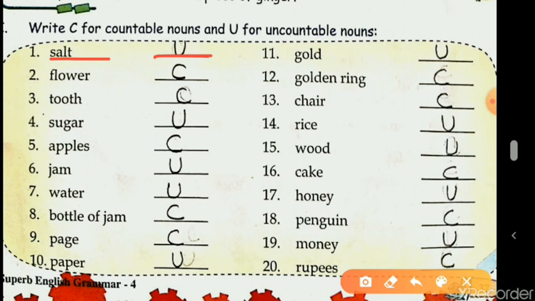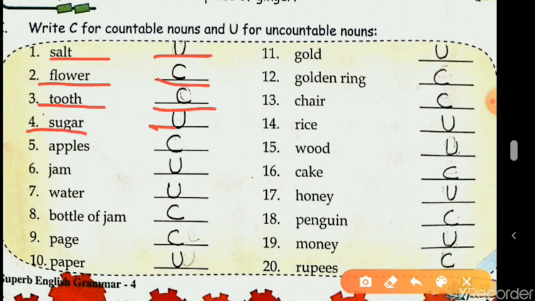Now, the second noun is flower. Can you count flowers? Yes, we all can count flowers. So flower is countable. Tooth. Can you count tooth? Yes. That's the reason we say we have got 32 teeth in our mouth. So tooth can be counted. So, countable. Sugar. Can you count sugar? No, we cannot count sugar.